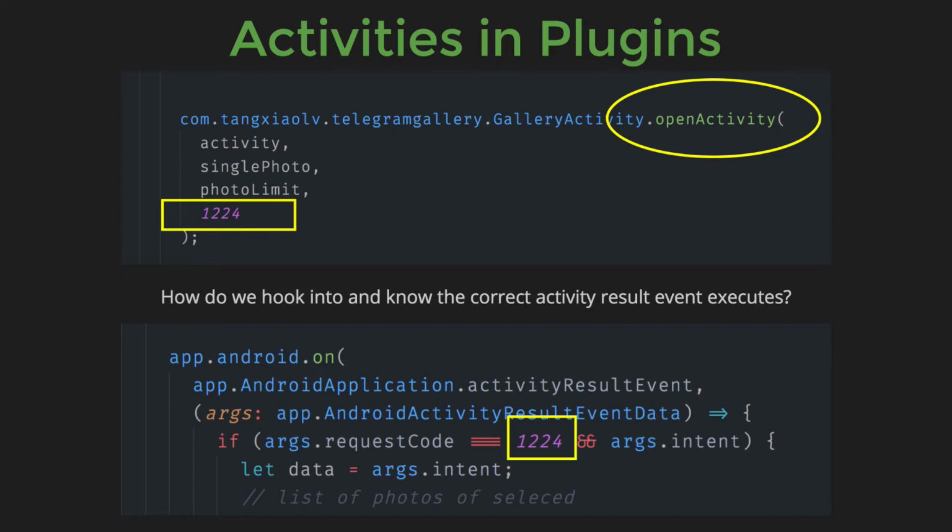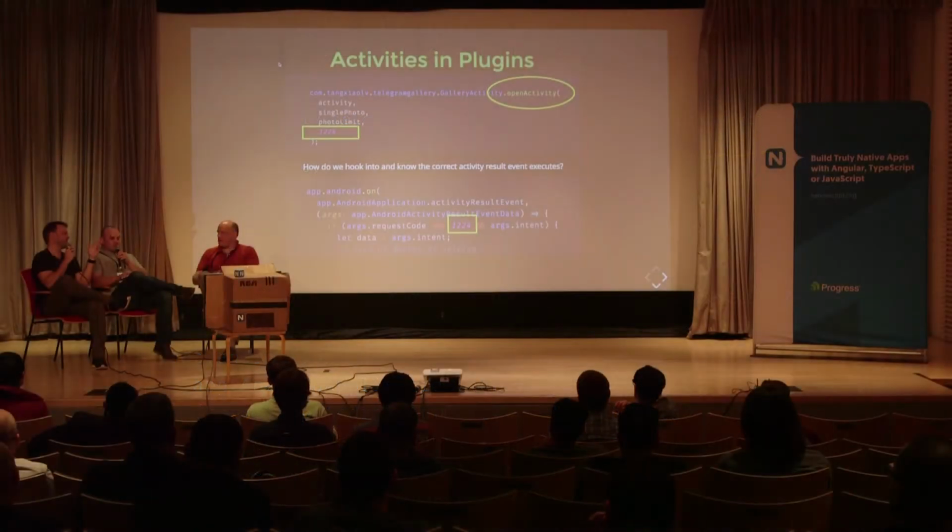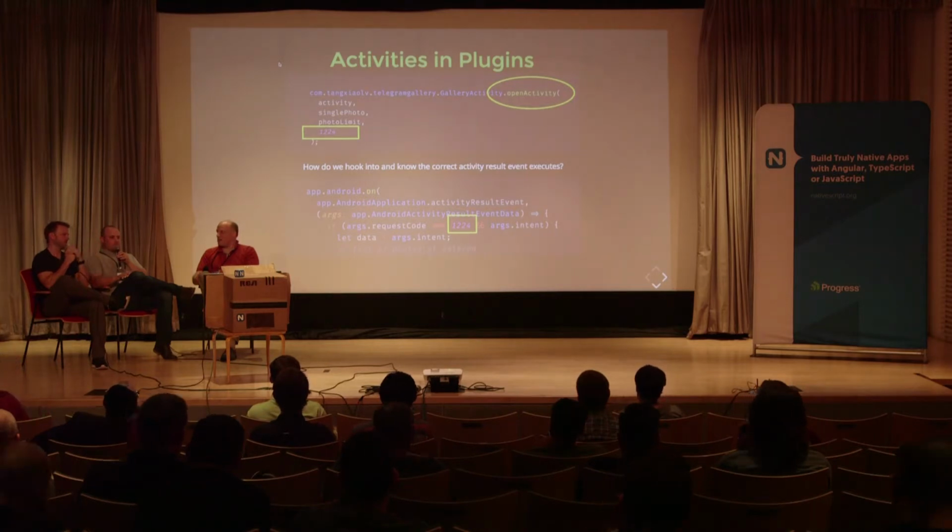Now I see something here that's kind of interesting. app.android. App is from NativeScript. It's the application module. Yes. And android off of that is, what is that exactly?